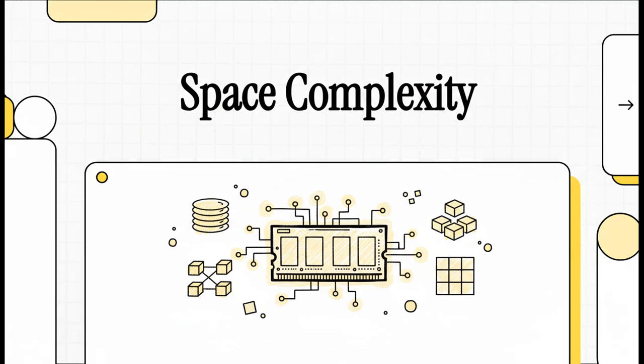When you think about good code, what's the first thing that comes to mind? Speed, right? How fast it runs. But what if I told you there's another, equally important piece of the puzzle that often gets ignored? That's right, we're talking about memory. Today, we're diving into space complexity, figuring out how much memory your code really needs to get the job done.